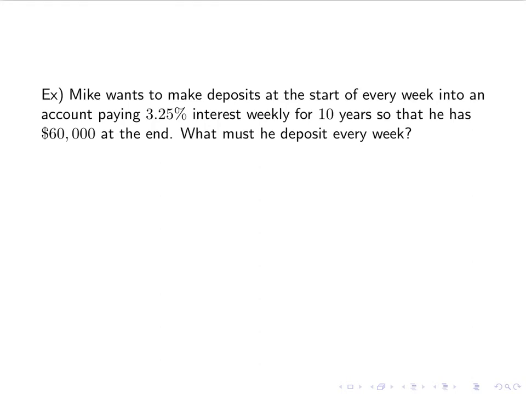Mike wants to make deposits at the start of every week into an account paying 3.25% interest weekly for 10 years so that he has $60,000 at the end. What must he deposit every week? So again, what must he deposit every week is R. He wants to have $60,000 at the end. That's the future amount. That's S. So again, I'm looking for R. I know S. He makes the deposits at the start of every week. That means it's annuity due.